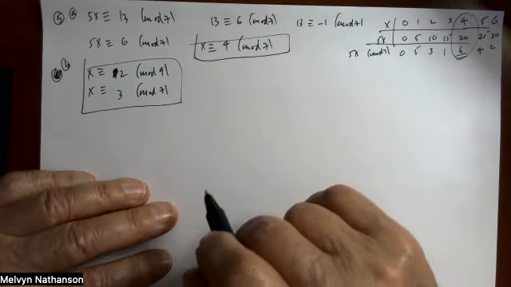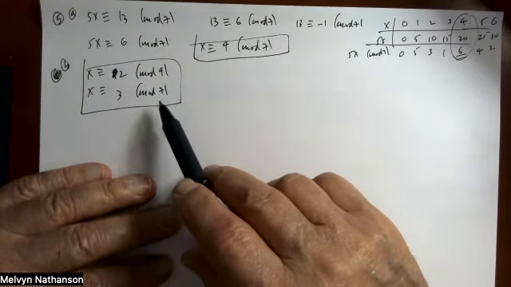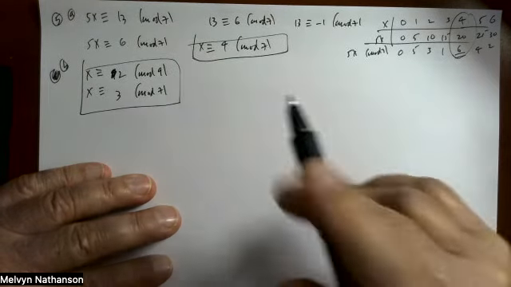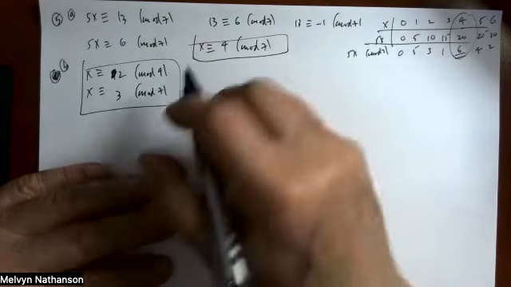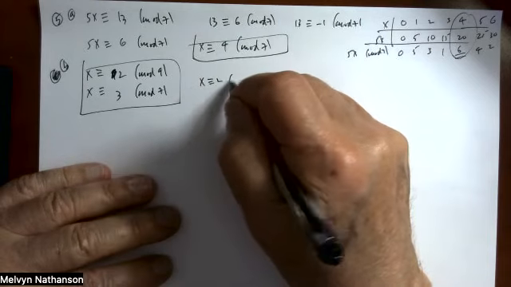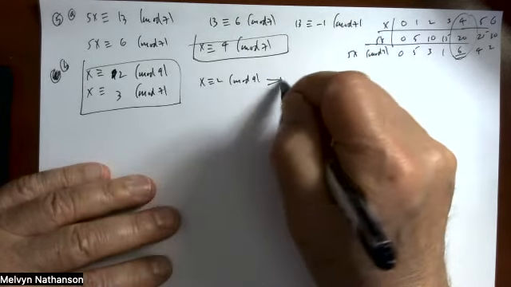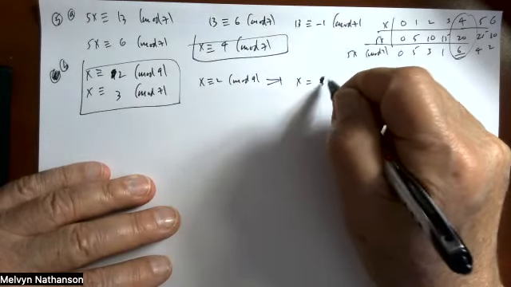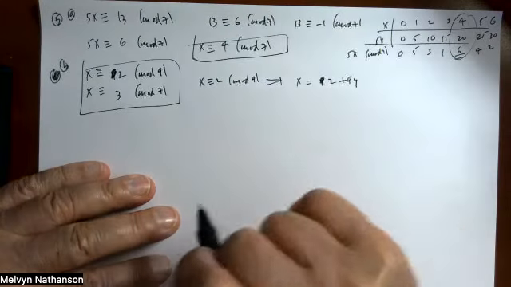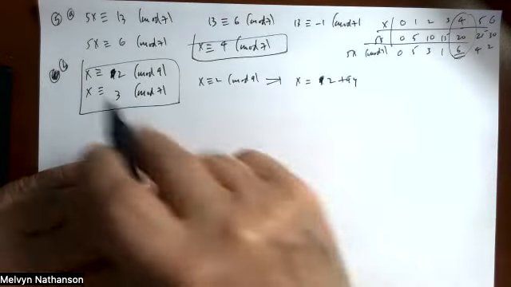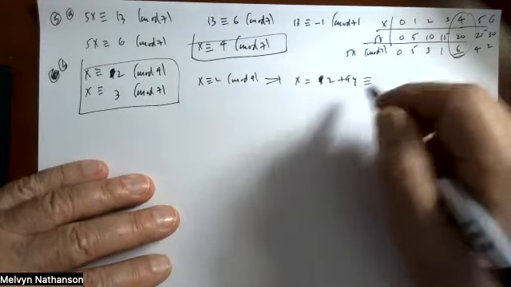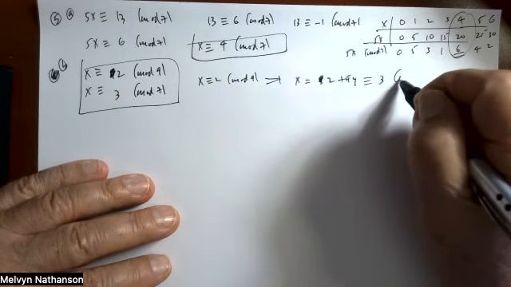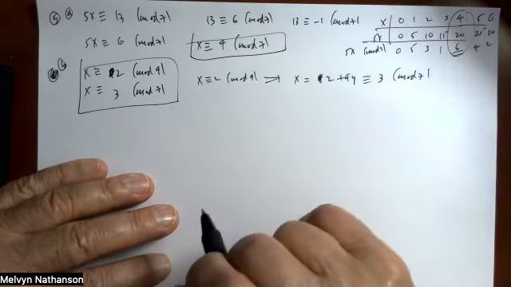So if you know the Chinese remainder theorem, 9 and 7 are relatively prime, so you know this pair of congruences has a solution, but we have to find the solution. So we can say the following: if x is congruent to 2 mod 9, then x has to be a number of the form 2 plus 9 times y. And this number also has to be congruent to 3 mod 7. So we have to find y such that 2 plus 9y is congruent to 3 mod 7.